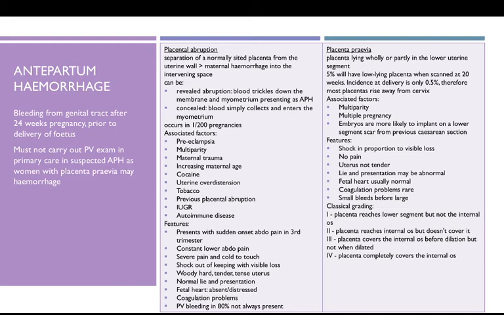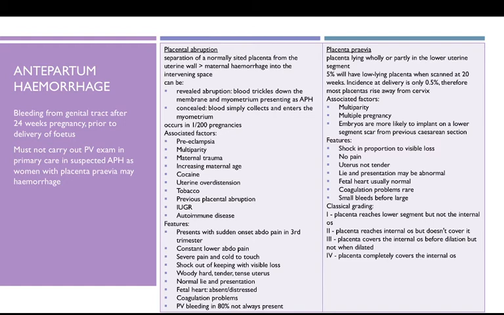in placental abruption. With placenta previa, the placenta is lying low. So it's either lying wholly or partly in the lower uterine segment. And we've spoken about this already, like 5% of women may have a low-lying placenta on the 20-week scan, but then for the majority it moves up. The placenta moves up by 34 weeks. So the incidence at delivery of placenta previa is only 0.5%. So yeah, most placentas rise away from the cervix.